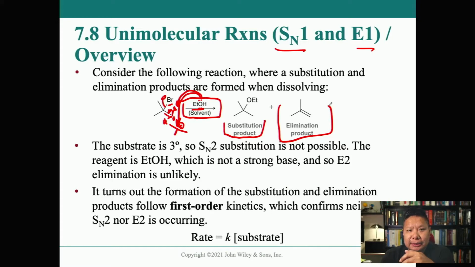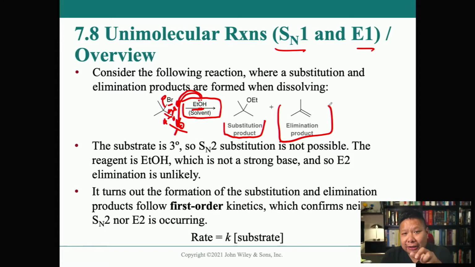The substrate is a tertiary alkyl halide, right? So an SN2 reaction is not possible. The reagent is EtOH, which is not a strong base, and so the E2 elimination is unlikely. So what that means then is that since we have a weak base, right? It's not a strong base, then it can't do the E2. You have to have a strong base to do the E2 reaction, right?